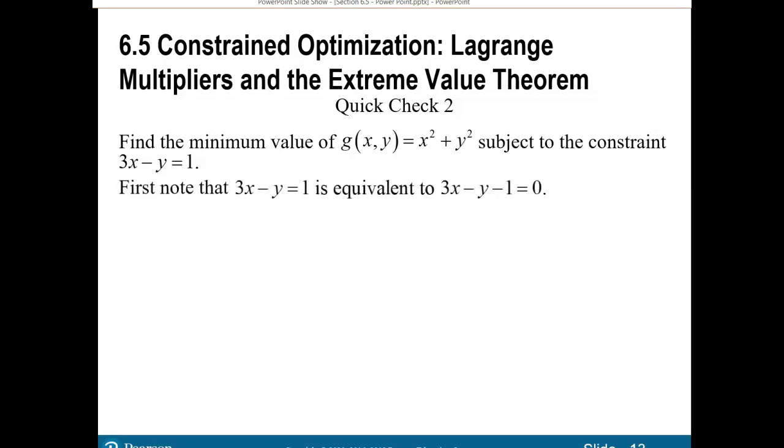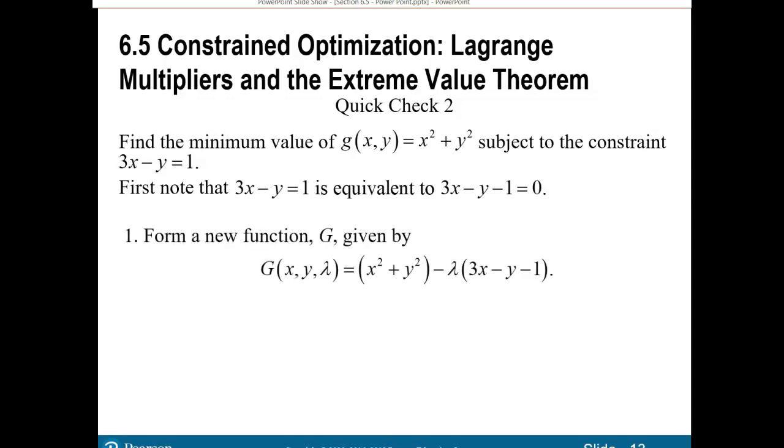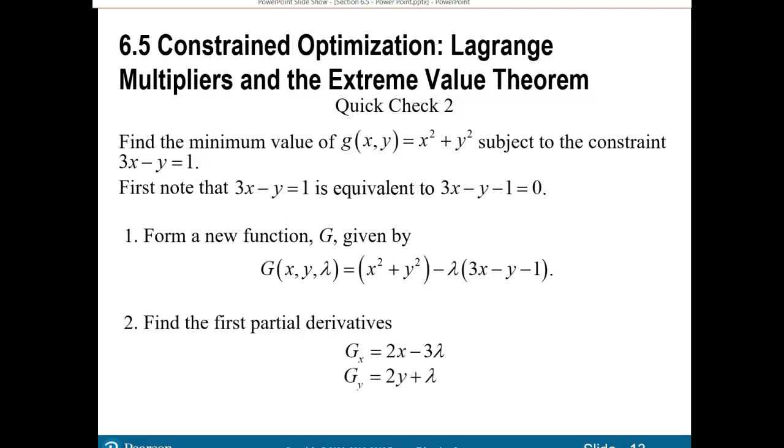All right, so our first step is to set the constraint to 0. 3x minus y minus 1 equals 0. Form your new function, capital G of x, y, lambda: the function g of x, y minus lambda times the constraint. Find the first partial derivatives. With respect to x would be 2x minus 3 lambda. With respect to y, 2y plus lambda.